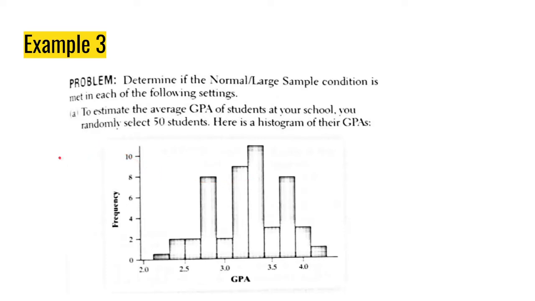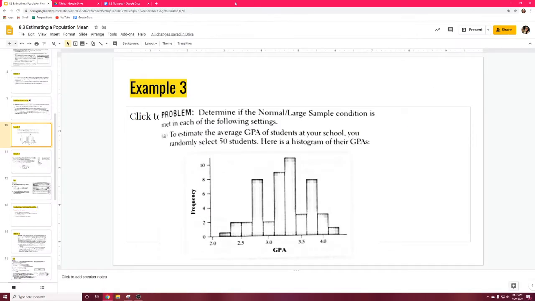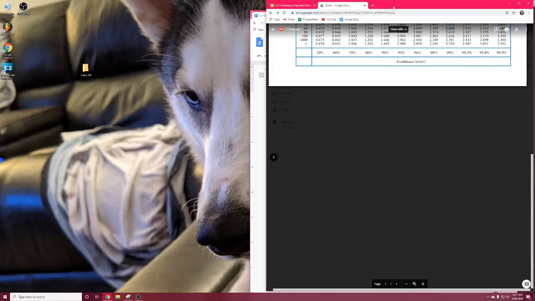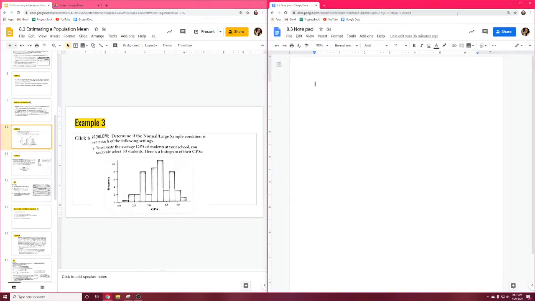All right, let's look at example 3a. Basically, we want to check conditions for this situation. In this situation, you have a random selection of 50 students, and here is a histogram. I will use my notepad for this session so I do not need to write all the words down. Give me a second, let me rearrange my screen. All right. Okay. So I have the question pulled up on the left, and I will use the right to do that. So I want to see example 3 here. I want to check conditions for A.